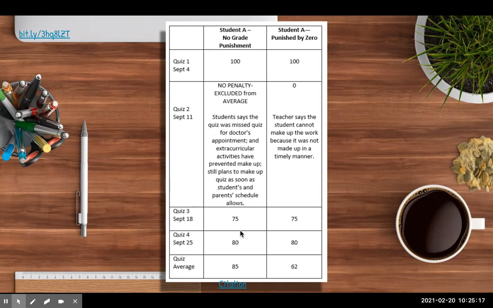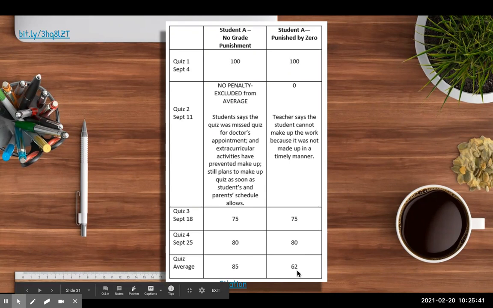All right, well, quiz 3, so that's quiz 2. This student got a 0, as you see right here. This student did not. They basically got a bypass, all right? Quiz 3, they both got a 75. Quiz 4, they both got an 80. So everything, they earned the exact same grade. But look at their final grade in the class.